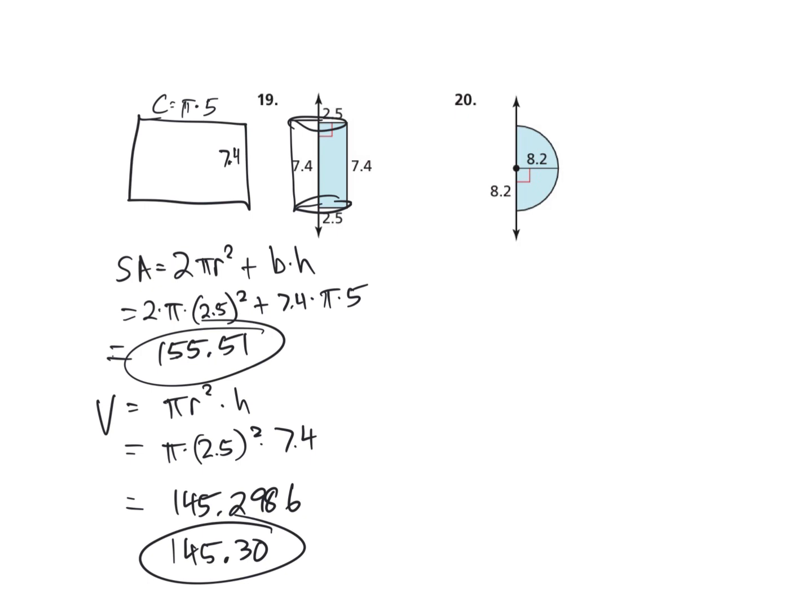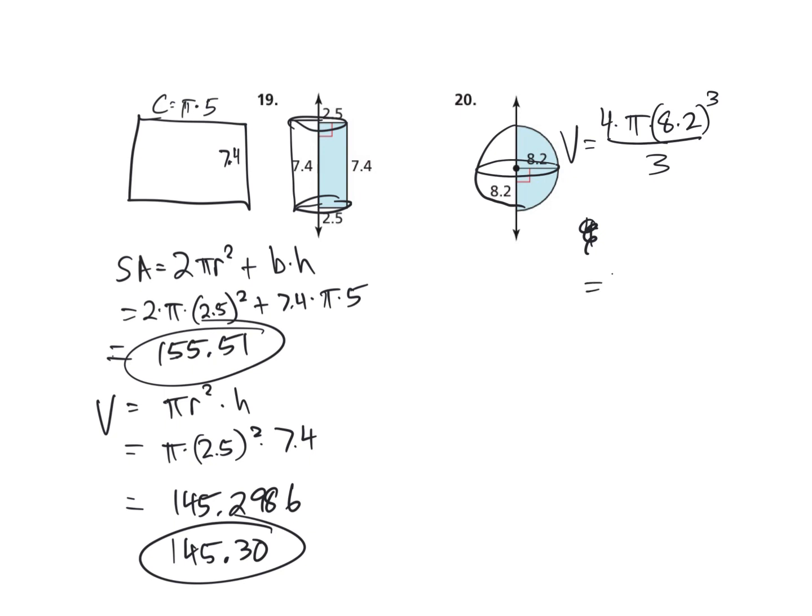All right, number 20, draw the half circle on the other side and the ellipse around the radius. So the volume of a sphere is 4 times pi times the radius cubed divided by 3. That's the volume of a sphere. So let's just do this: 8.2 squared, and that's times pi times 4, and then we divide it by 3.